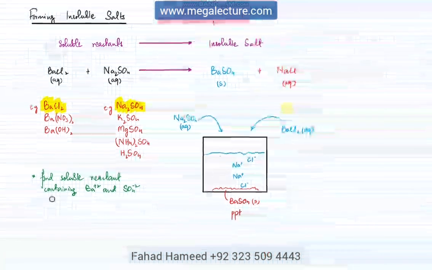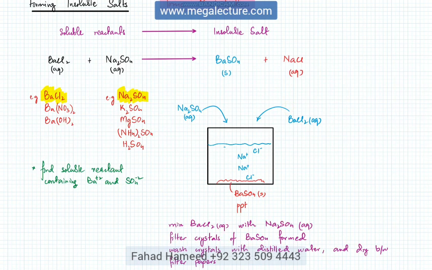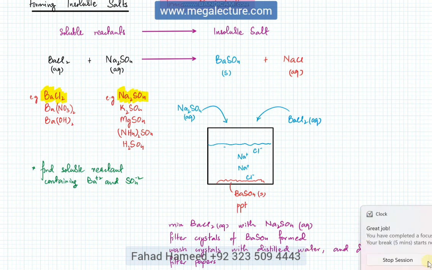And the method of preparation is pretty simple because you just have to describe what has just happened. So here I've written down the description. What you're going to do is just mix barium chloride with sodium sulfate, aqueous. That's what you're exactly doing. And filter the crystal as soon as barium sulfate crystals are formed. You just filter them out. And since the crystals are insoluble, you can wash them with distilled water and then dry them between filter papers.